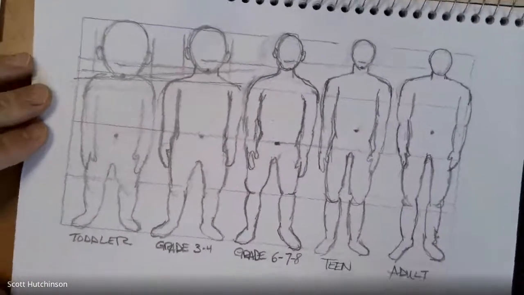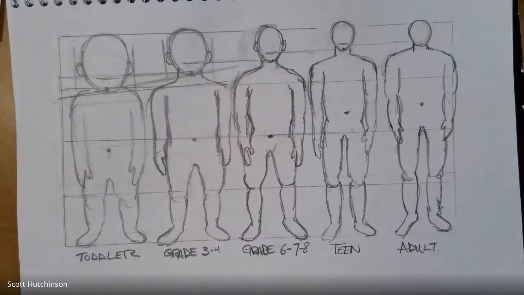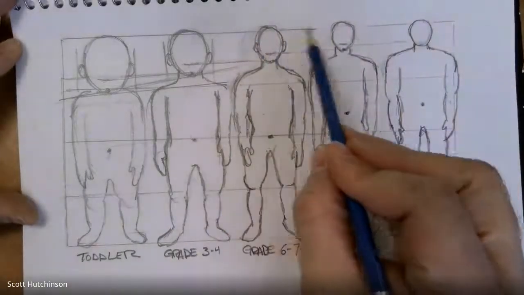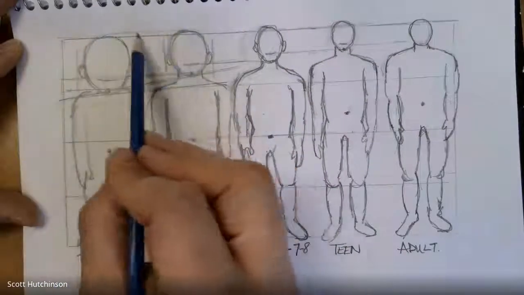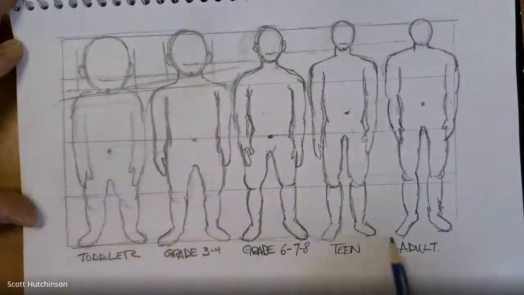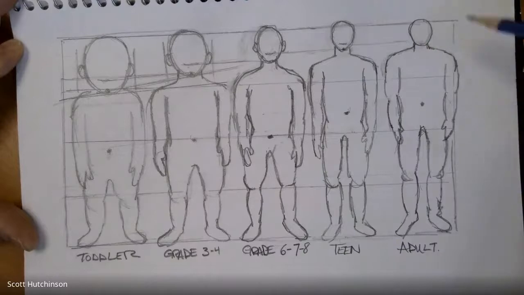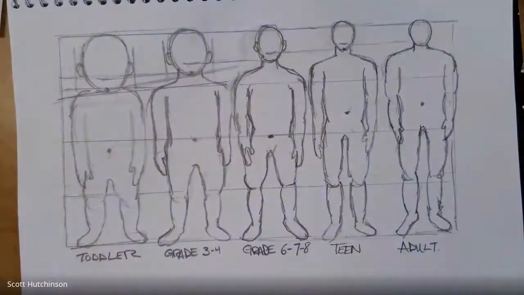So here we are with our human proportion graduation from a toddler to an adult. This is something that I like to tell my students to keep in their sketchbook. It's really helpful whenever you're doing character design. Decide what kind of age of character you want, and you can use this as a template to trace on.